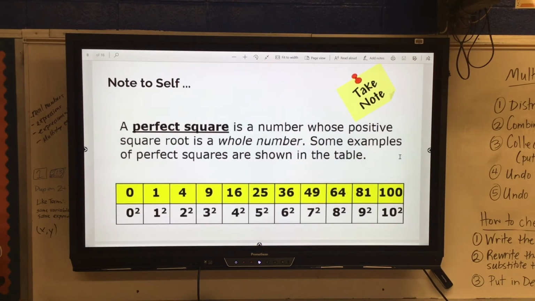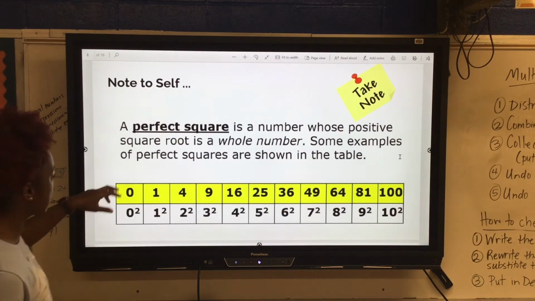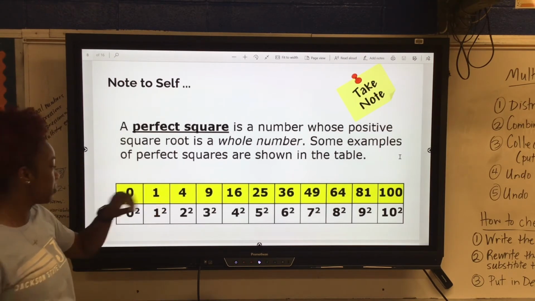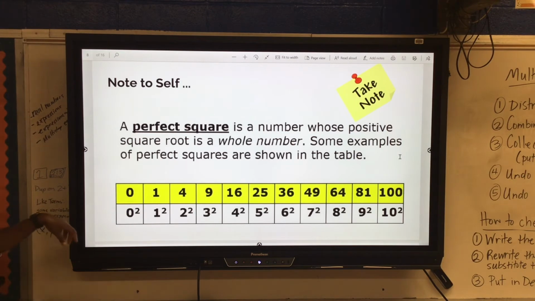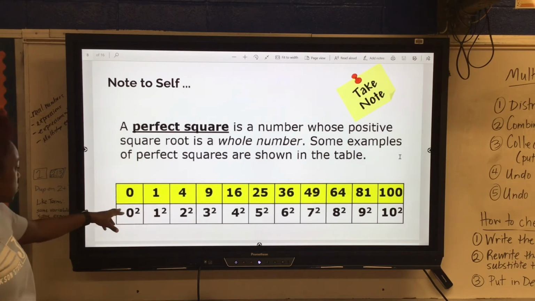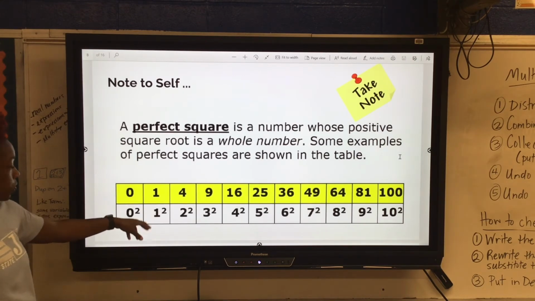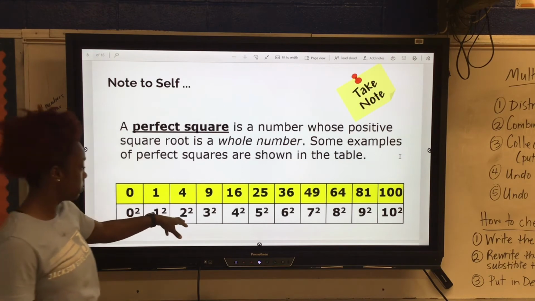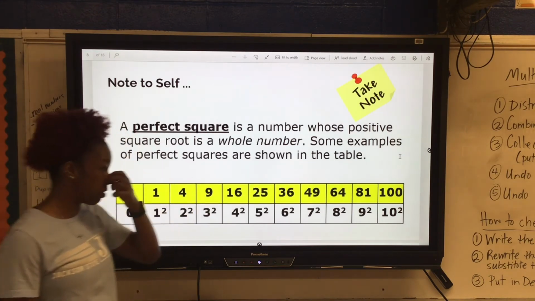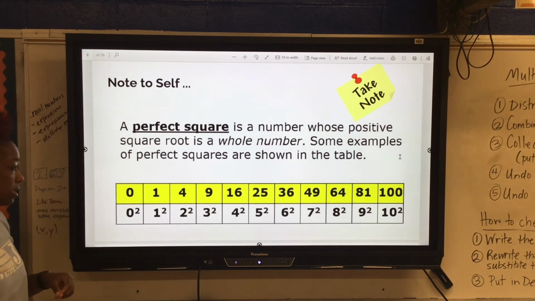So tuning in on that perfect square, it is a number whose positive square root is a whole number. Some examples of perfect squares are shown in the table. So if you square 0, you'll get 0. You square 1, you'll get 1. You square 2, you'll get 4. So the square root of all of these numbers in the yellow are perfect squares.